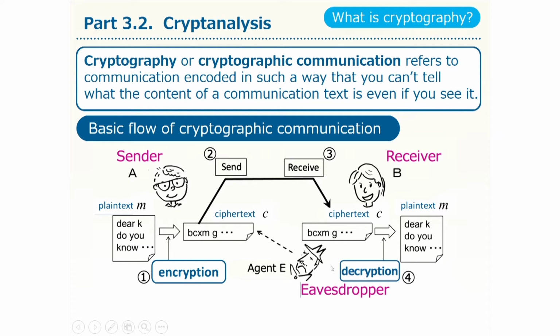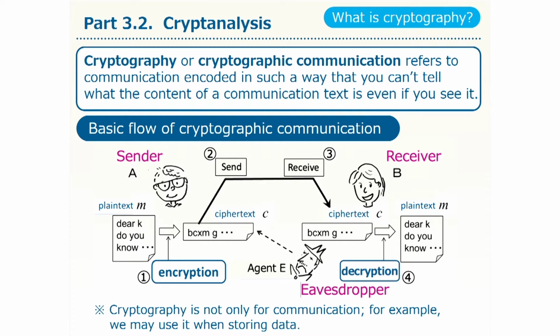Furthermore, there may be someone looking at this ordinary communication. We will call him an eavesdropper. In cryptography, we usually consider the worst-case scenario. That is, we assume that he was able to get this ciphertext completely by some method. Even in this situation, we want him not to obtain any information on the original plain text. Note that cryptography is used not just for communication, but also for storing data. So cryptography and encryption don't necessarily refer to communication, but rather, in general, to encoding such that text is not understood, even if it is seen.